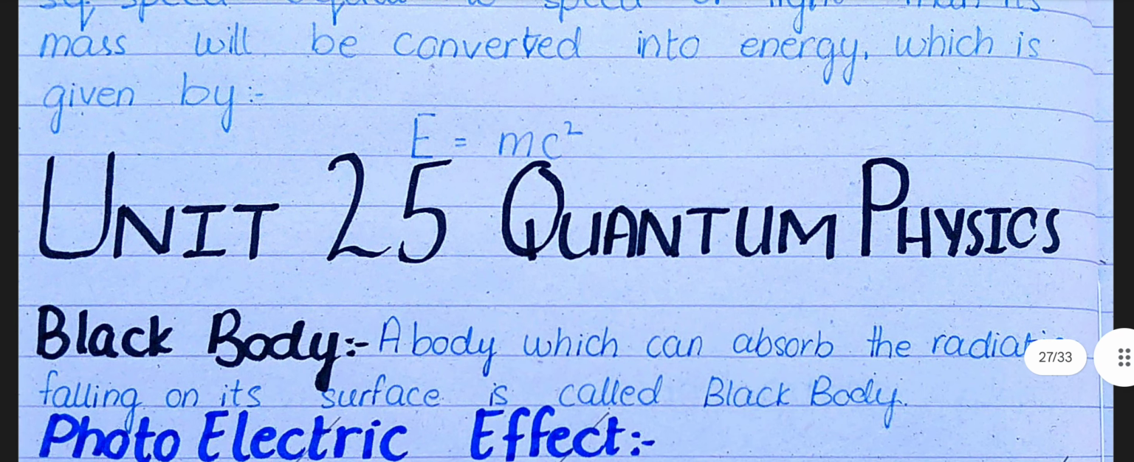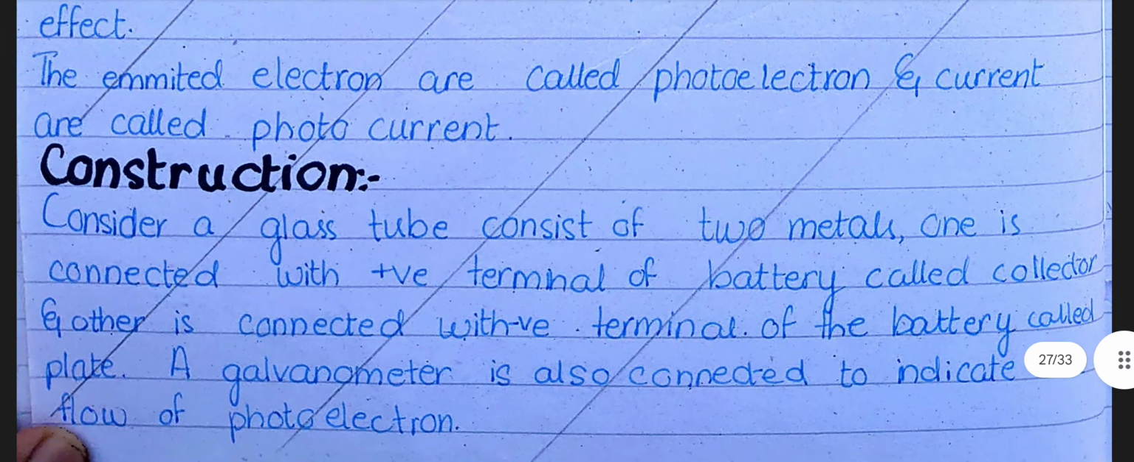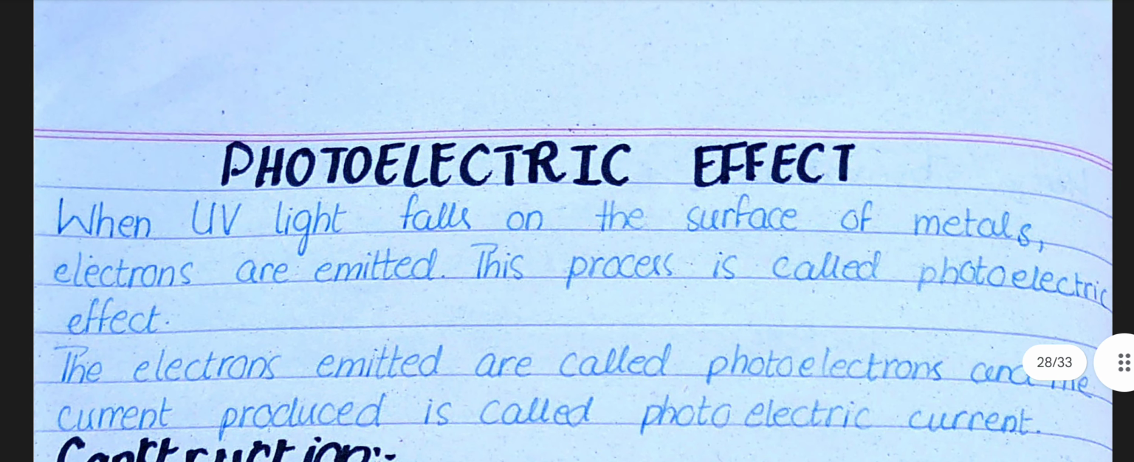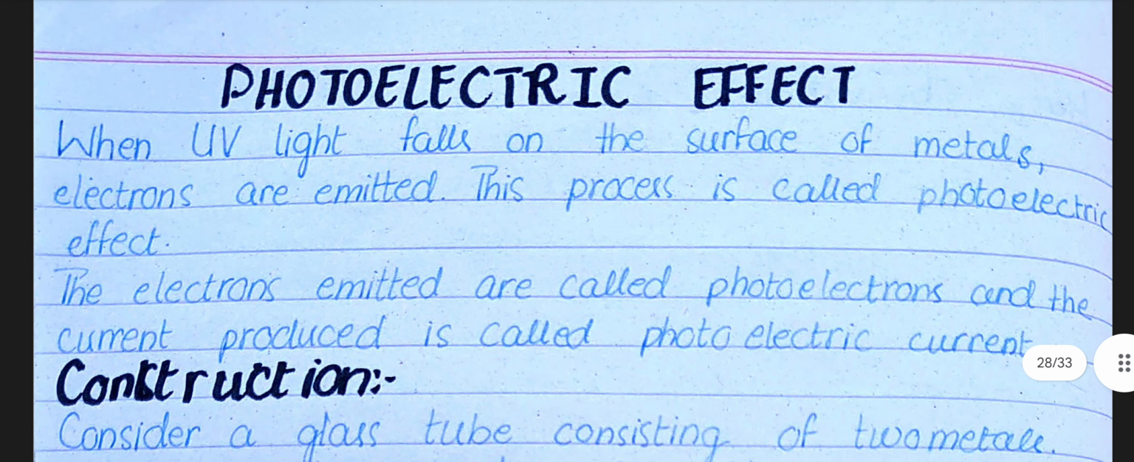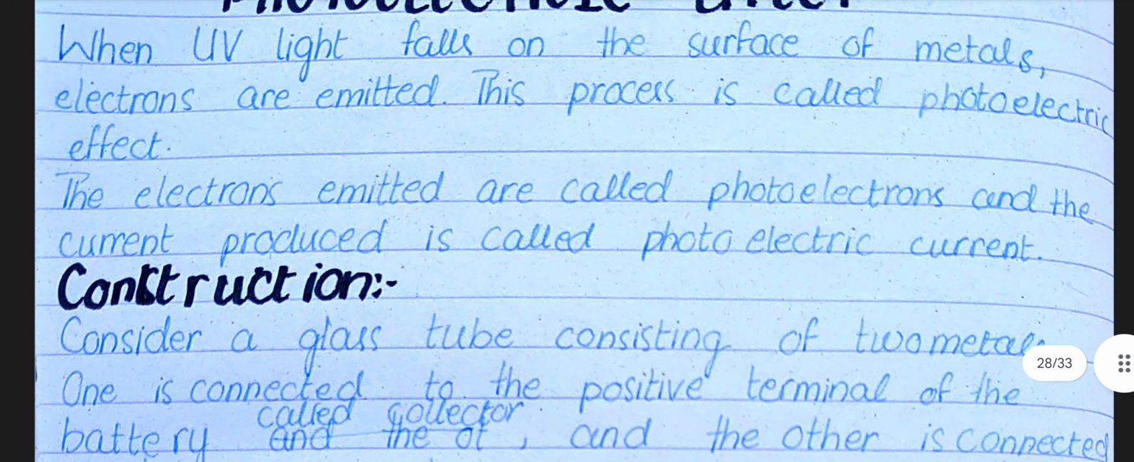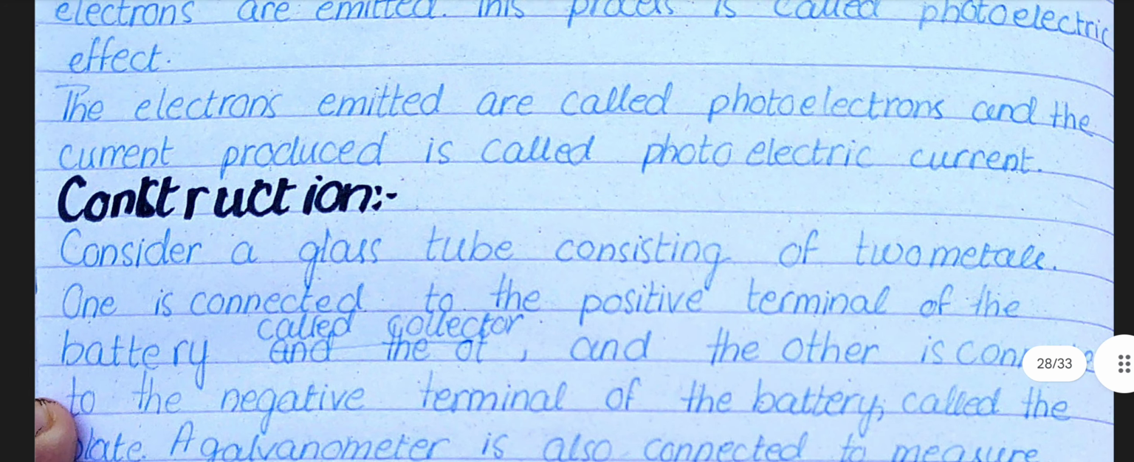Photoelectric effect: when UV light falls on the surface of metals, electrons are emitted. This process is called the photoelectric effect. The electrons emitted are called photoelectrons and the current produced is called photoelectric current.